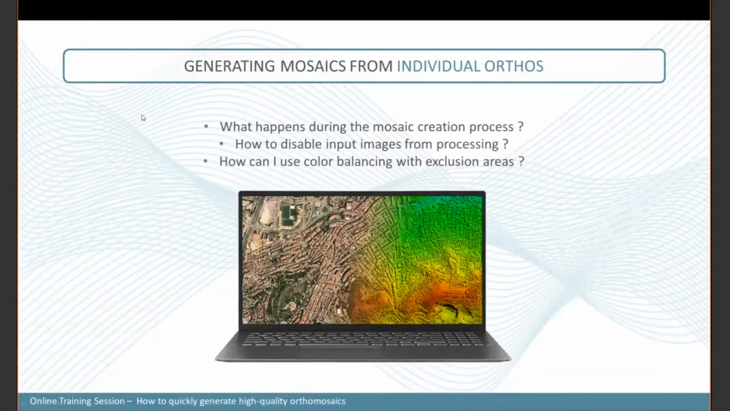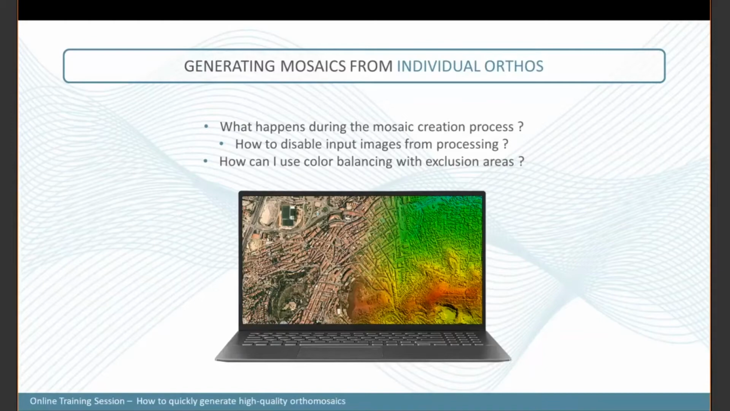So now, generating a mosaic from individual orthos. The generation of a mosaic is basically a two-step process. The first step is the ortho rectification, where we correct for the geometric deformation that we have previously talked about. Then for the mosaic creation, we take each individual ortho photo and generate a seamless and color balanced mosaic as a mapping product. So you can use your ortho photo mosaic in the mapping software if you want to perform further analysis on your outputs.